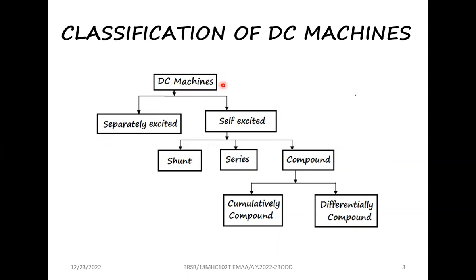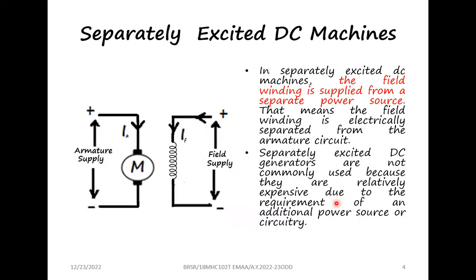So DC machines are classified based on the field excitation like this. If it is a separately excited DC machine, we have the armature and the field supplied by two different sources. And in the case of self-excited DC machine, the armature and the field are supplied from the same source. The self-excited DC machines are classified as shunt machines, series machines, and compound machines. And compound machines are further classified as cumulative compound and differential compound.